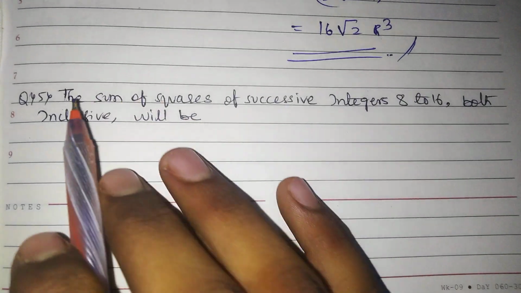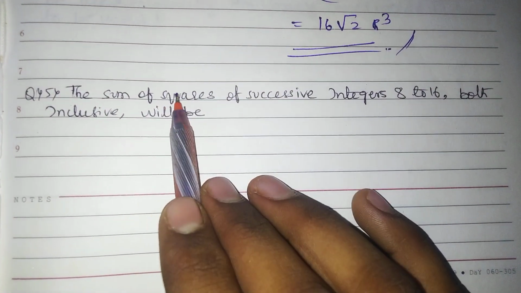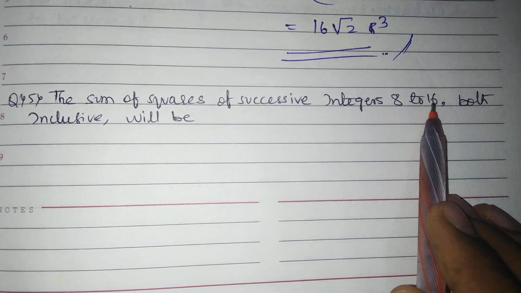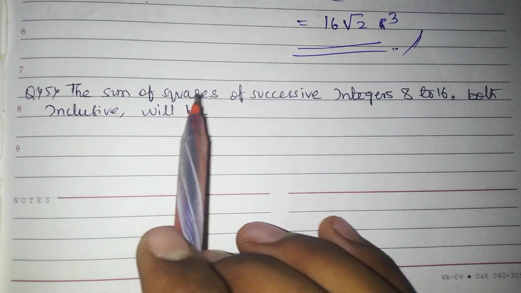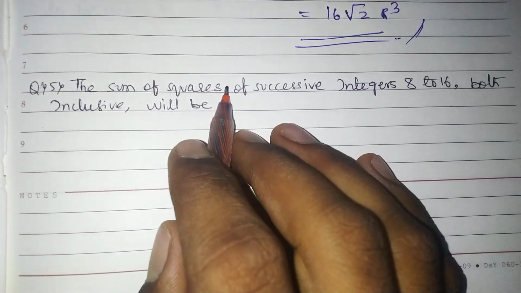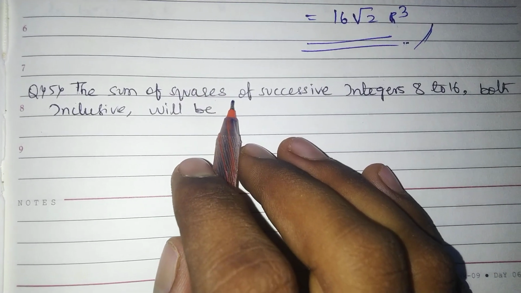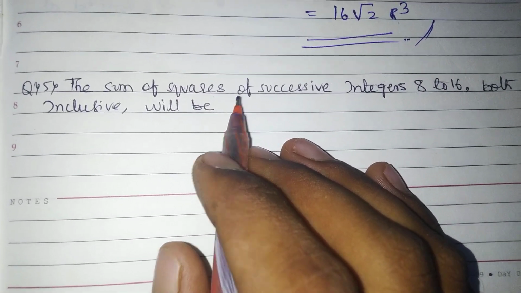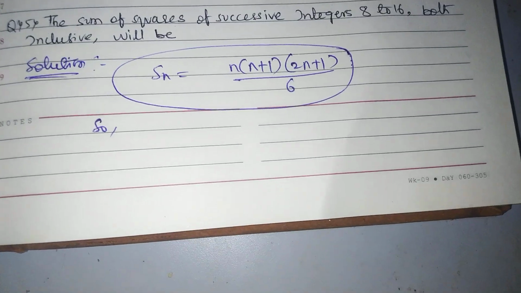Another easy question. The sum of squares of successive integers 8 to 16, both inclusive, will be. For that, we know the formula for the sum of squares. Right over there in the answer, this is the formula. This is very important.